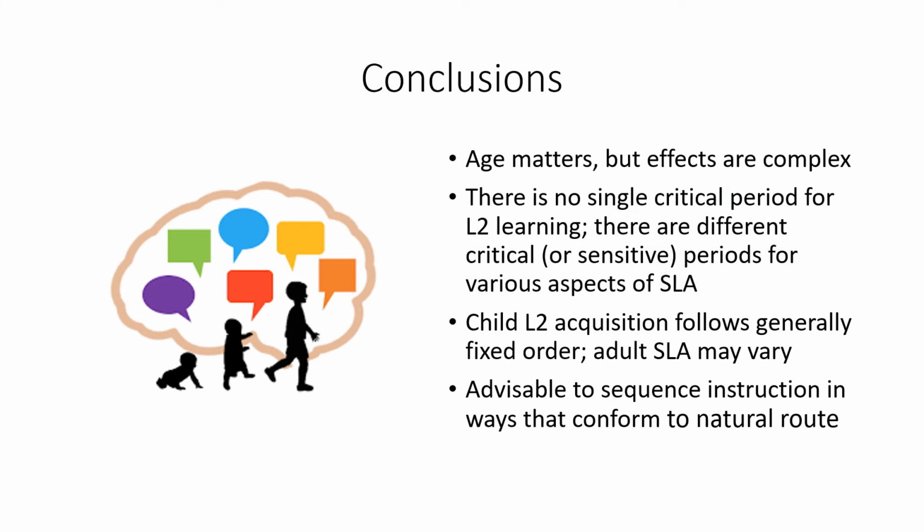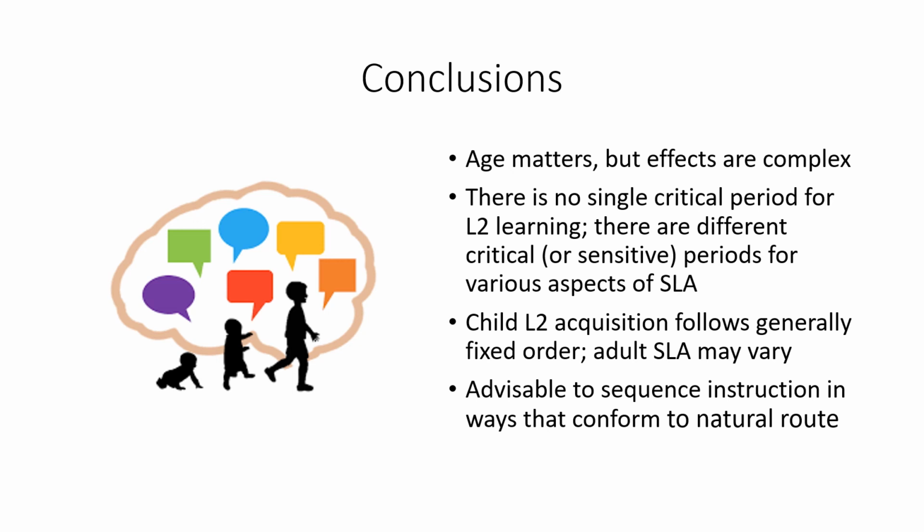So, in conclusion, we can say that age matters a lot, but its effects are complex. It's not so simple as to just say that children are better language learners. They may ultimately attain higher levels of proficiency after many years, but they don't learn it more easily than adults do. In fact, in the early stages, adults have a much greater advantage in terms of grammar and vocabulary because they're able to bring their other cognitive skills to the process. Children are not so able to do that.